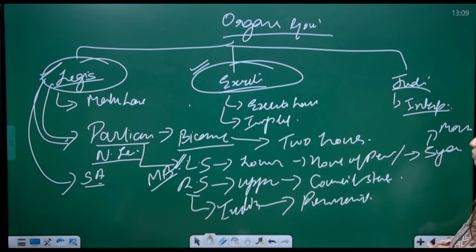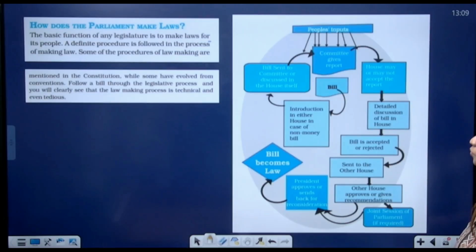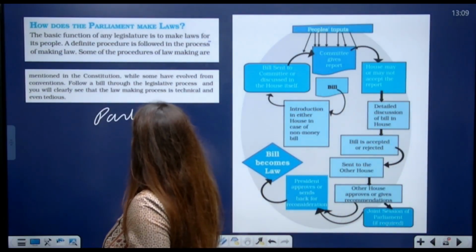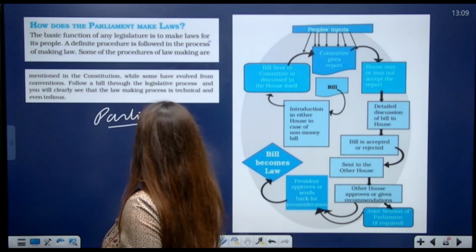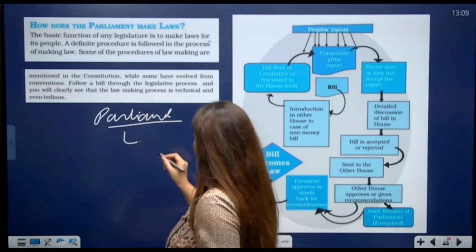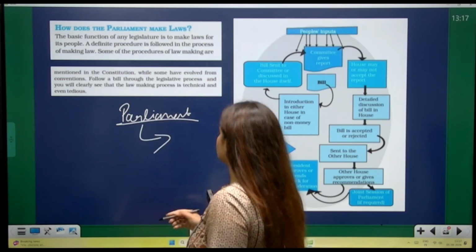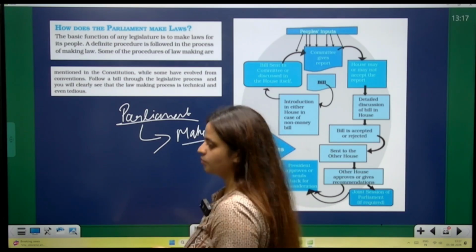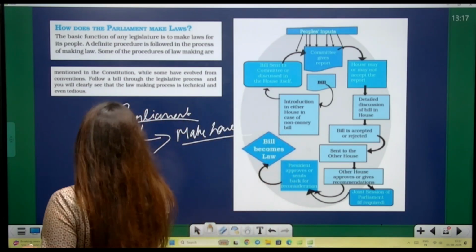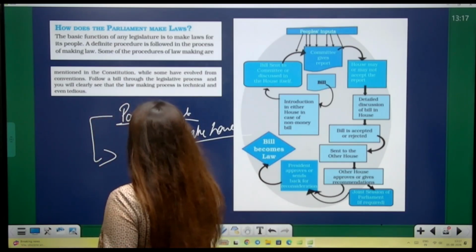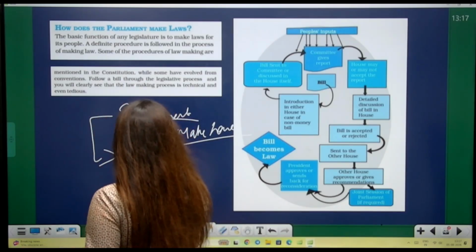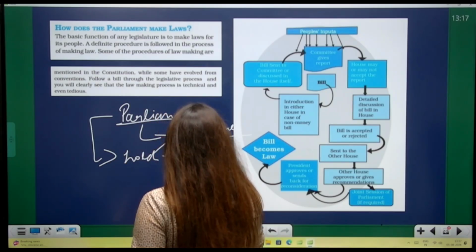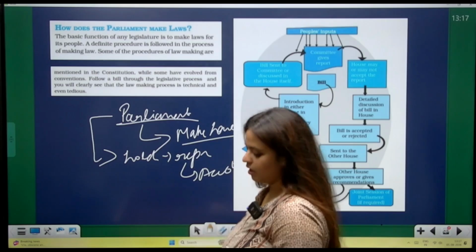Moving on to today's topic, we see how the parliament makes laws. When I told you about the functions of parliament, I said that the parliament has two functions. First is to make laws, as it is a legislature, so the primary function is to make law. The second is that it holds the representatives of the people accountable.